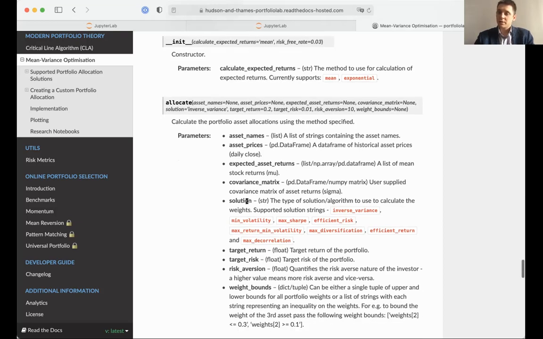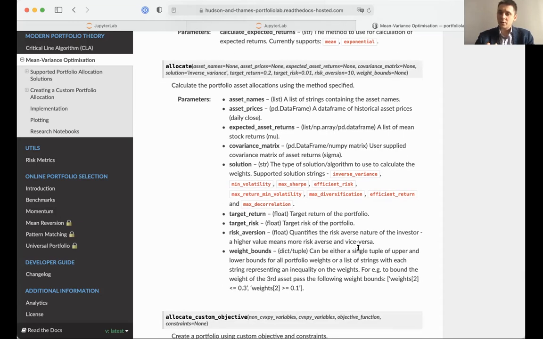The main parameter in this function call is, of course, solution. You can choose various solution strings such as inverse variance, min volatility, max Sharpe. These are all solution strings which specify what kind of problem you'd like to solve. If, for example, you would like to maximize the Sharpe of your portfolio, in this case, the solution string value equals max Sharpe. If you want to find the inverse variance portfolio, in this case, your solution string equals inverse variance.